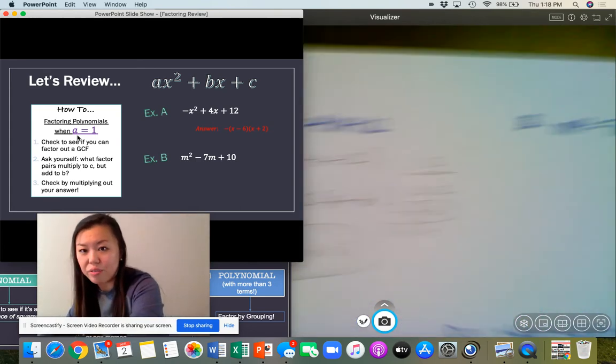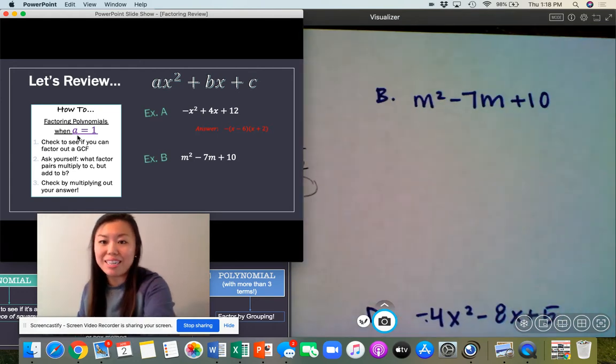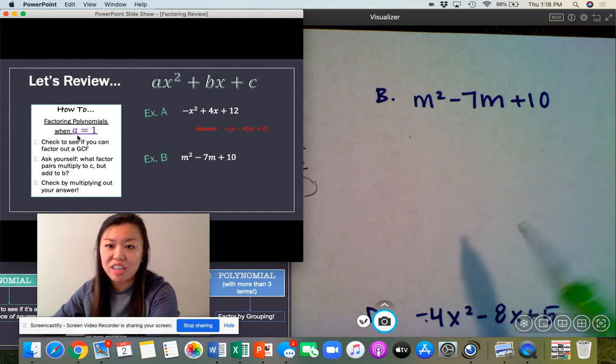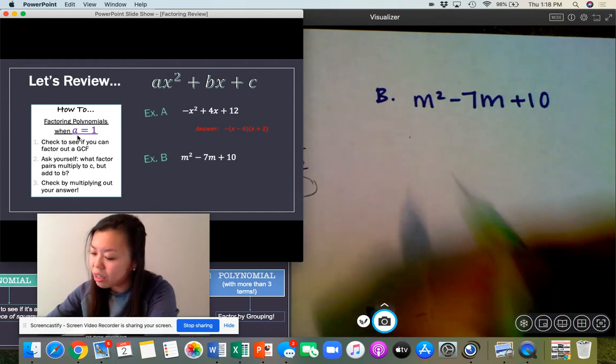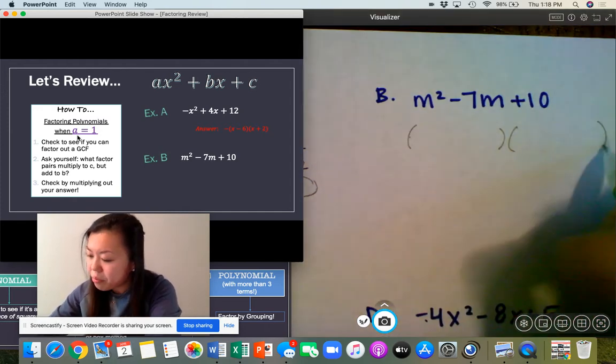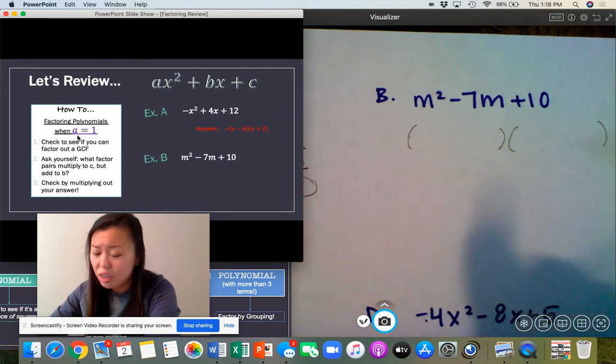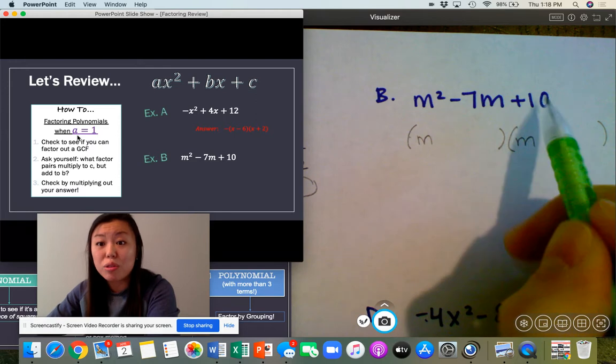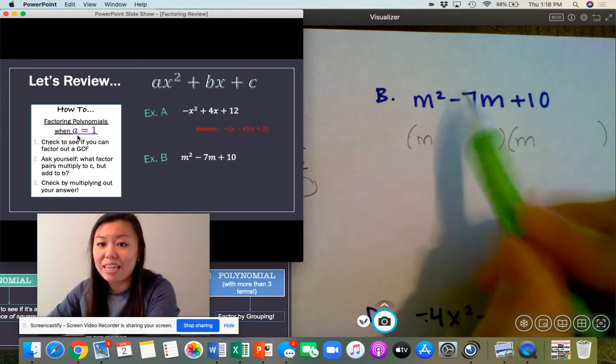We're going to slide over here. m squared minus 7m plus 10. I always check to see if I can factor out a GCF. In this case, I can't, so I'm going to set up my parentheses. I'm going to ask myself what goes in the first terms, and that's m and m. I ask myself, what numbers multiply to get me 10 that add to get me 7?